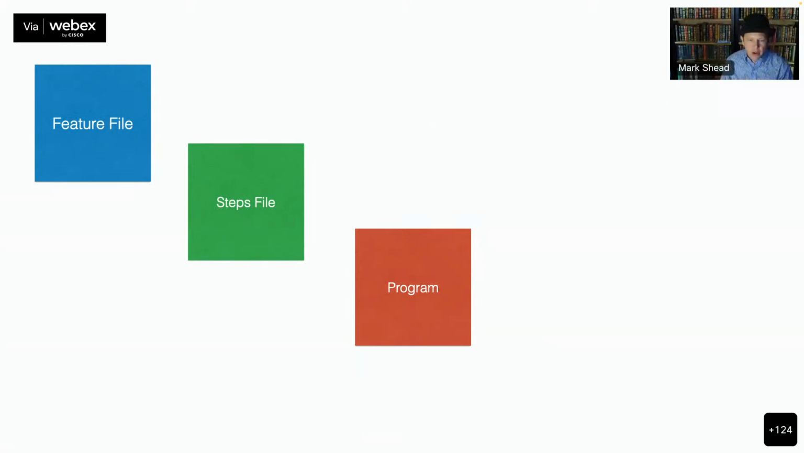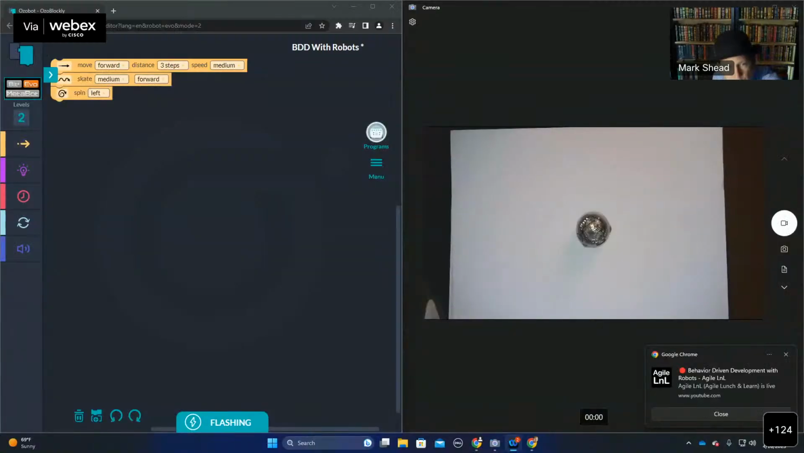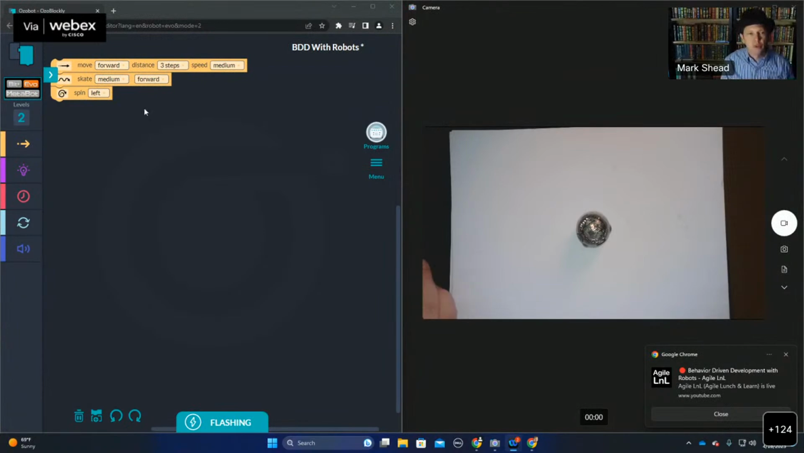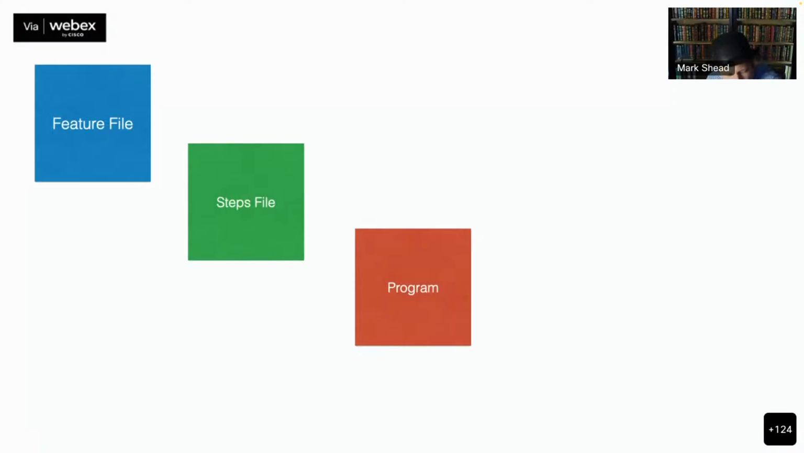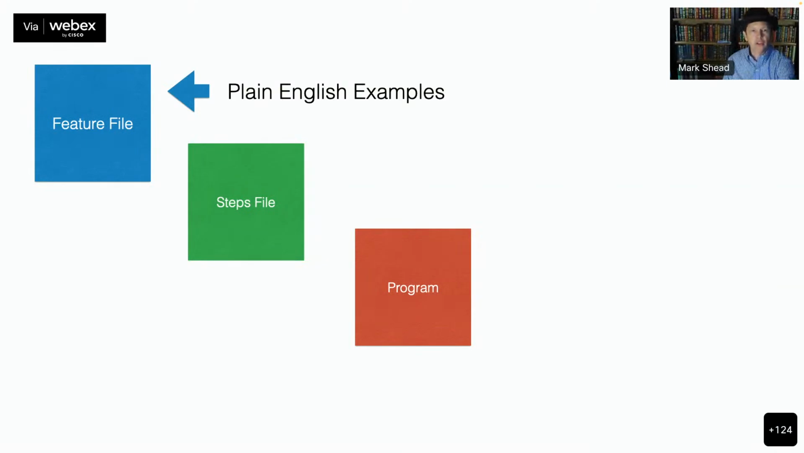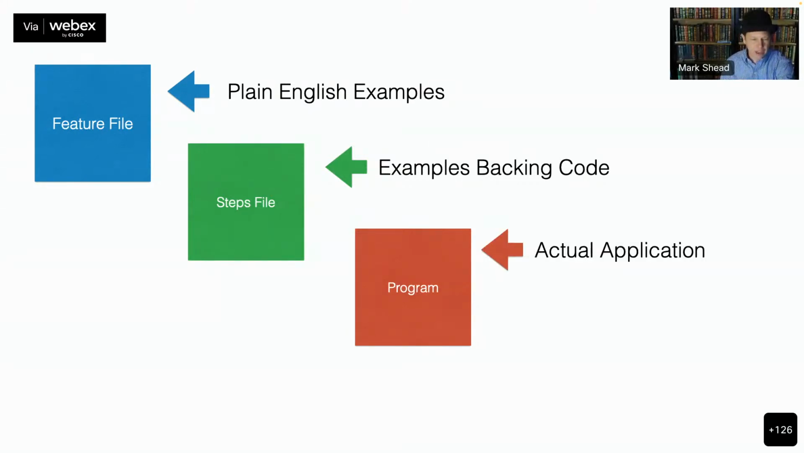And then the red down here is the program, and our program is going to be written in this language over here. You may have seen this if your kids do anything with robots or programming in school. It's a very simple language that is mostly visual. So even if you're not great at reading code, this should be pretty easy to follow along with. So those are the pieces: plain English examples, the examples backing code, which we're going to do through colored markers, and then the actual application.